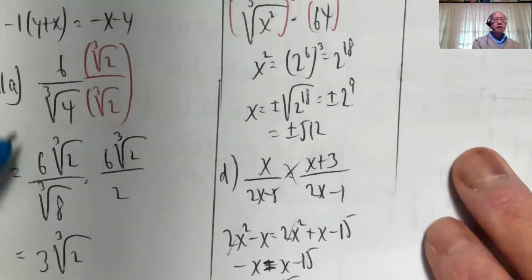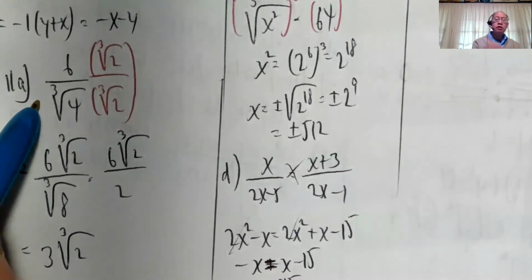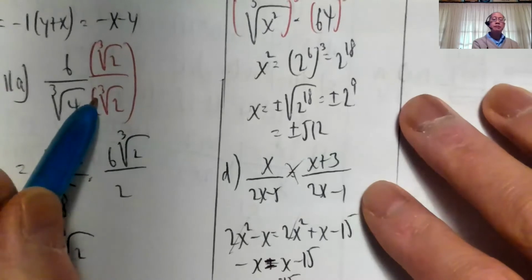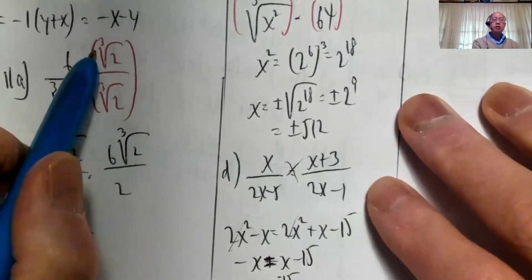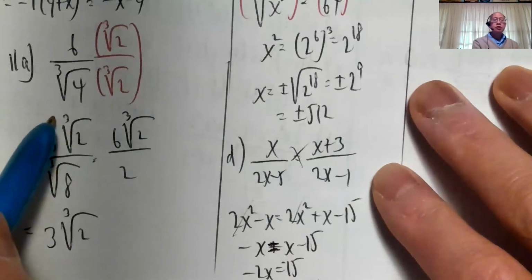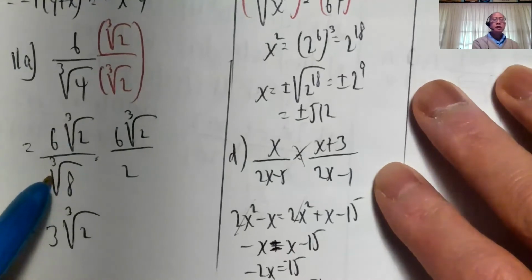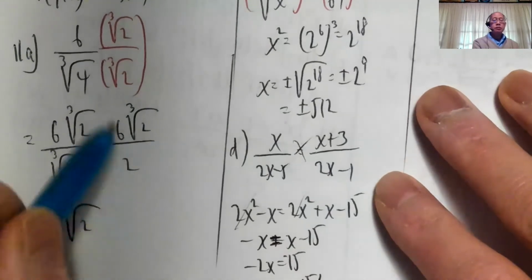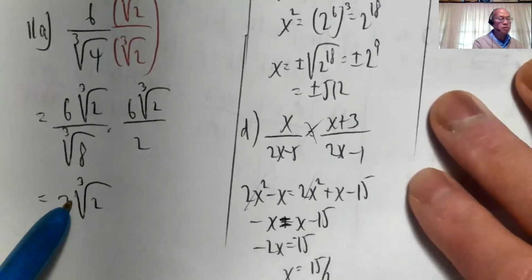11a, you've got a cube root of 4. I know the cube root of 8 is 2, so I want to bump this up to be 8. So multiply top and bottom by cube root of 2. So 6 cube root of 2 over cube root of 8. Cube root of 8 becomes 2. Cancel 2 with 6. 3 times the cube root of 2.